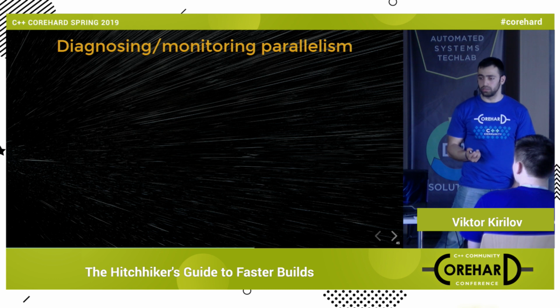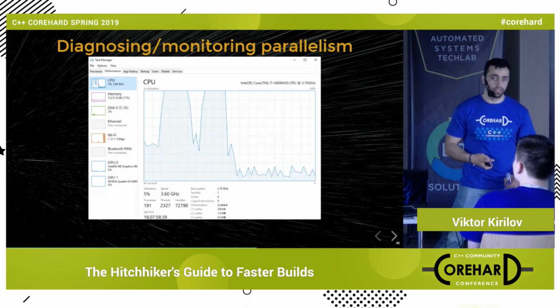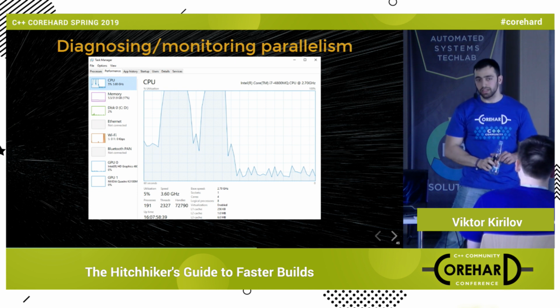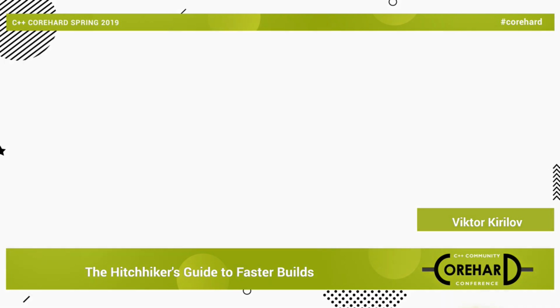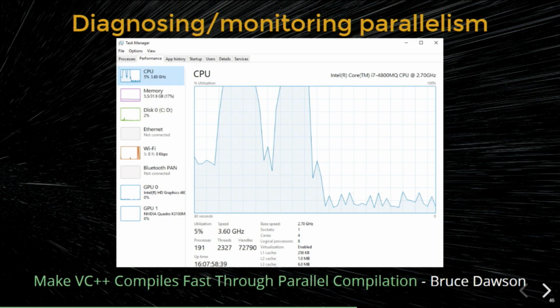How do we monitor parallelism in our builds? First of all, this is our first line of defense, the task manager. And each time we see a dip from the 100% usage, that means something is wrong, and we should investigate. And there's a really great article by Bruce Dawson on how to actually analyze parallel builds in your build systems. And again, I'll have to defer to a third-party resource.